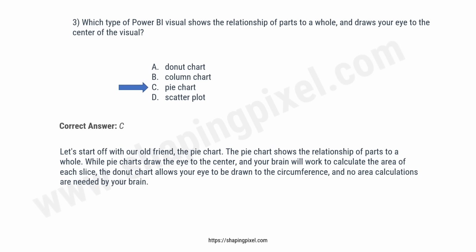Let's start off with our old friend, the pie chart. The pie chart shows the relationship of parts to a whole. While pie charts draw the eye to the center, your brain will work to calculate the area of each slice. The donut chart allows your eye to be drawn to the circumference, and no area calculations are needed by your brain.